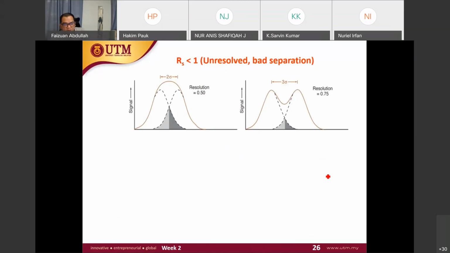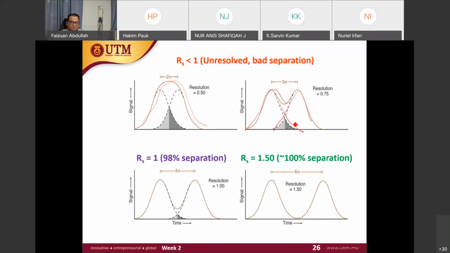Okay. RS lower than 1 means unresolved or bad separation. For example, for this solution with 0.5, the two peaks appear as one. It's really bad. We can't differentiate the two compounds. Another type of unresolved or bad separation is when the peaks seem to be separated, but they are not completely separated. There is overlap. So this is also bad separation.